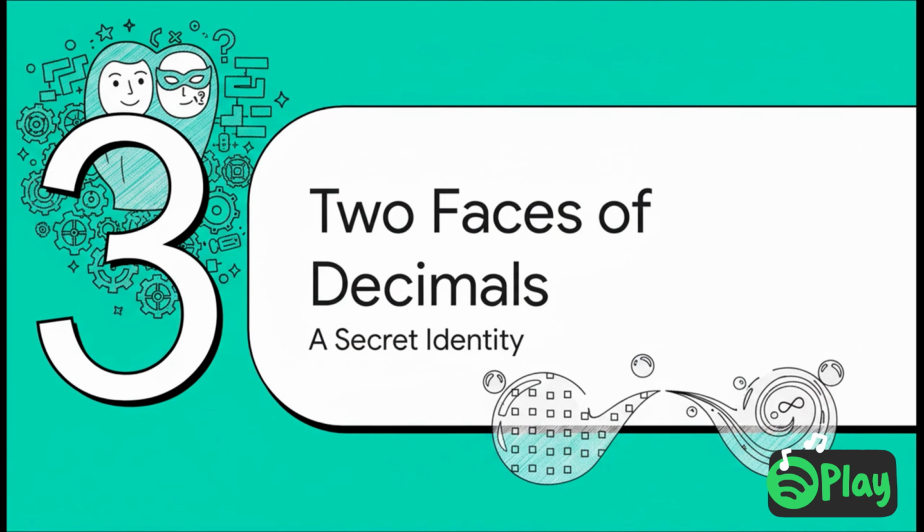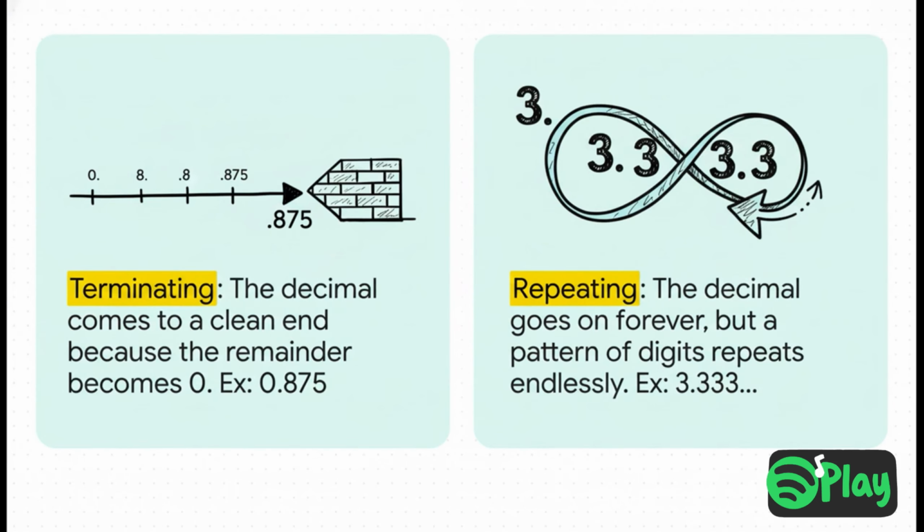And this leads us to a really cool discovery, kind of like a secret identity. It turns out that every single rational number, when you write it as a decimal, has one of 2 very distinct personalities. On one hand, you have the terminating decimals. These are the nice, neat ones. The division process just ends. It comes to a clean stop, like 7 divided by 8, which is exactly 0.875. Done.